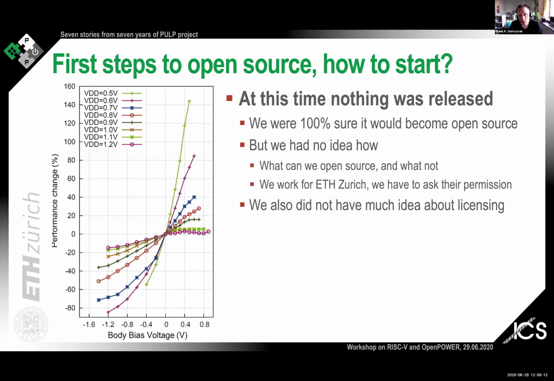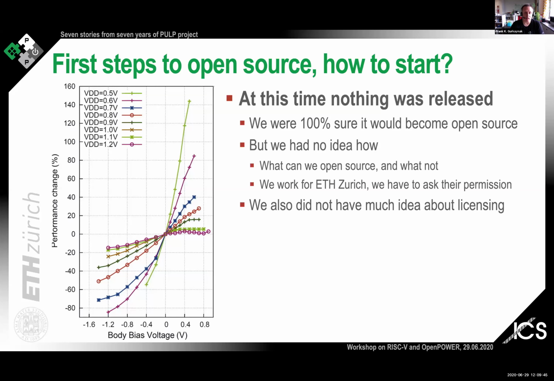We were sure, we started the project from the beginning, we were 100% sure it would become open source, but we really did not have any idea how we could do it. And once you make a chip, you realize there's a lot of components that is tied to the technology, standard cell libraries, analog IPs, memories, and we quickly realized, hey, there's no way we can put this. We also learned, which was new for us, if you're working at a university, you cannot just on your own decide that you want to open source it. We worked for ETH Zurich, we had to ask for their permission, which also took some time.